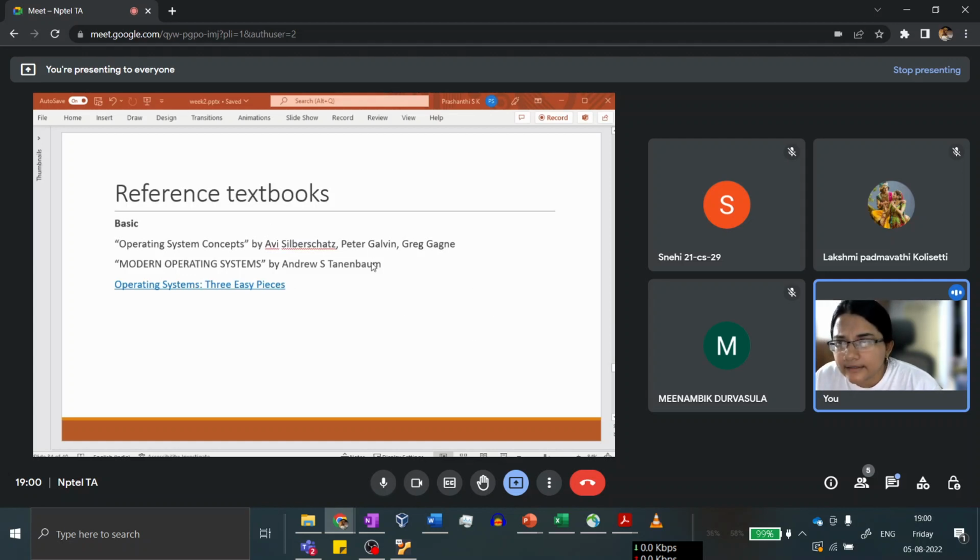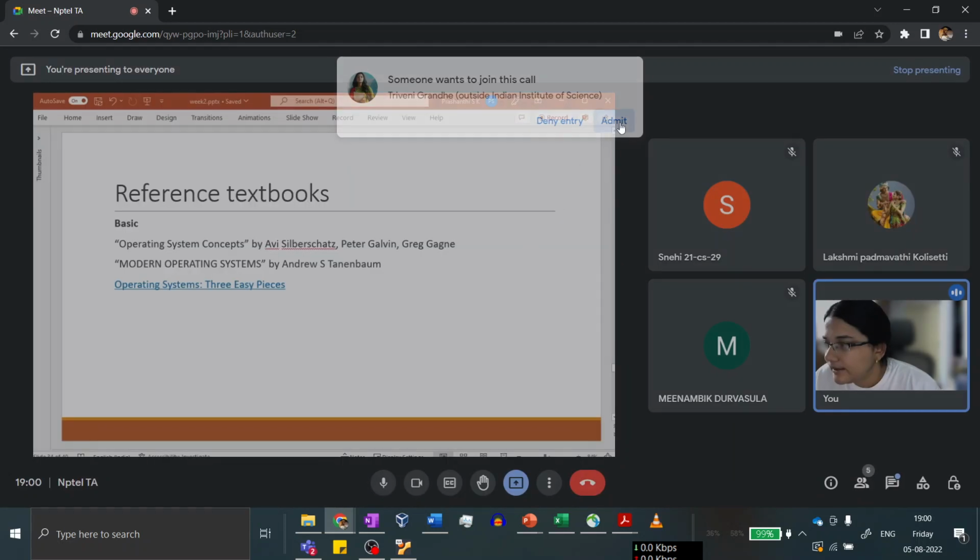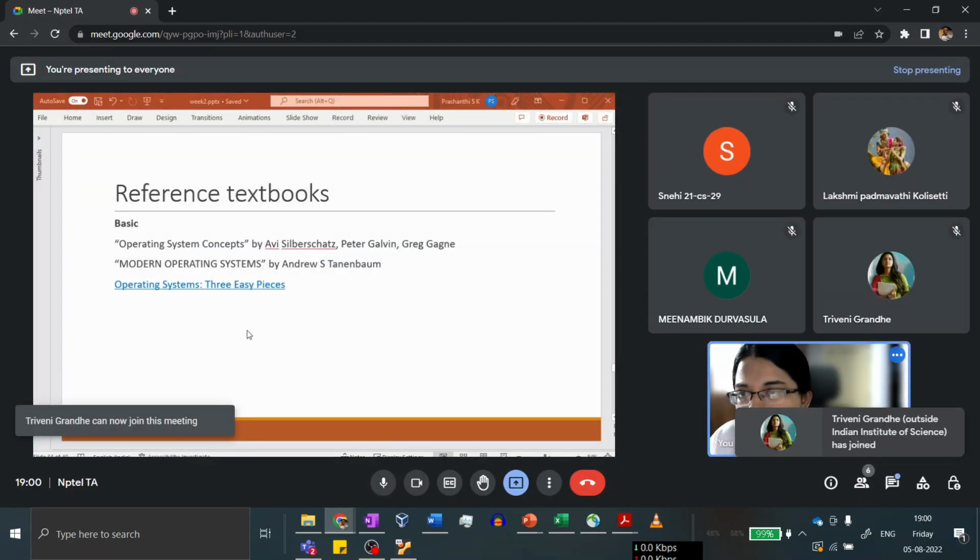And last session someone asked me about reference textbooks, so I've added this here. Typically at an undergrad level, both of these, Tannenbaum and Silberschatz, Galvin, are recommended. So you can use either of these. I also recommend Operating Systems: Three Easy Pieces, which is linked in these slides. You can go click on that and the textbook is available. This is also a great book to use.